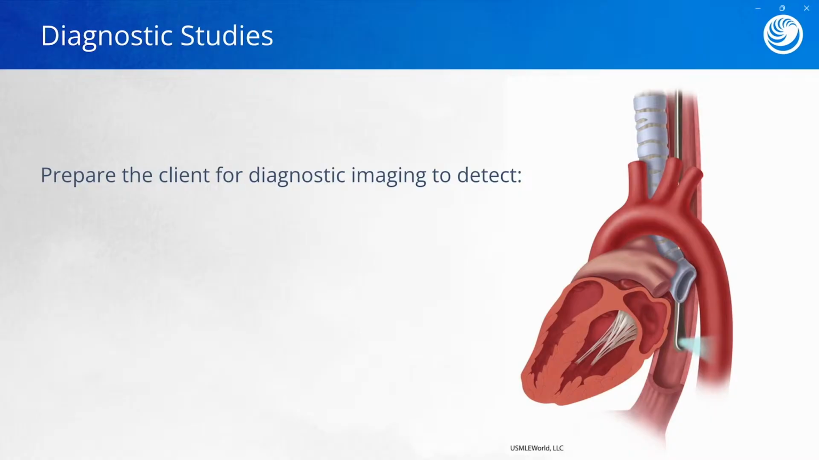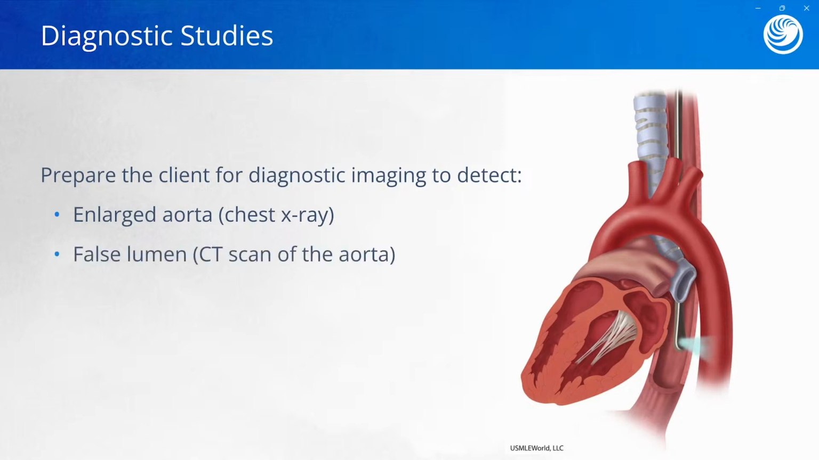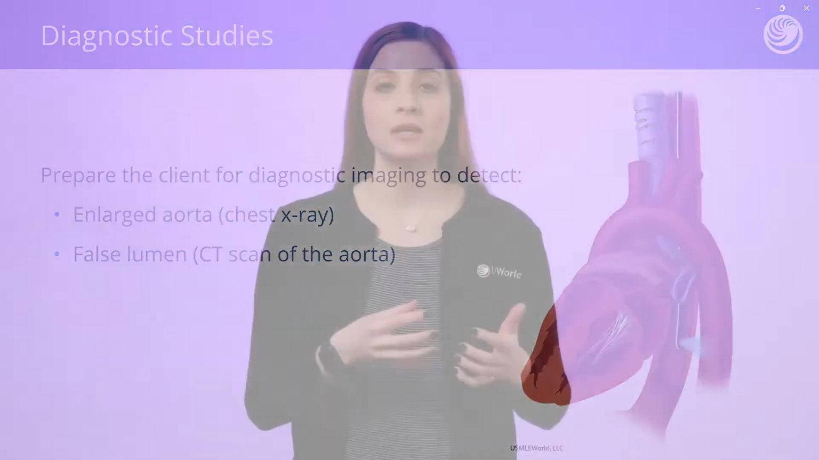Like I said earlier, on imaging, we're going to see a widening of the aorta. This can be easily seen on a chest x-ray. Ideally, clients will have a CT scan to visualize the aorta. This will help the healthcare provider see where the false lumen is.